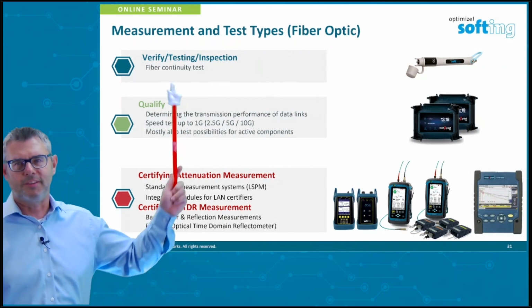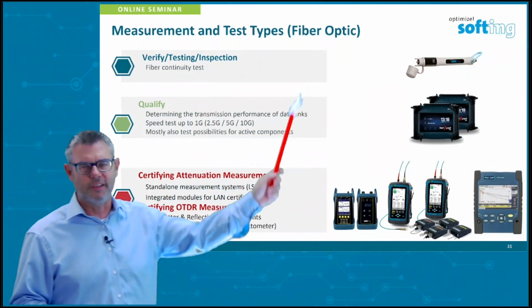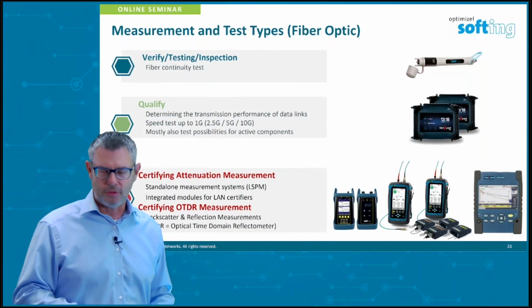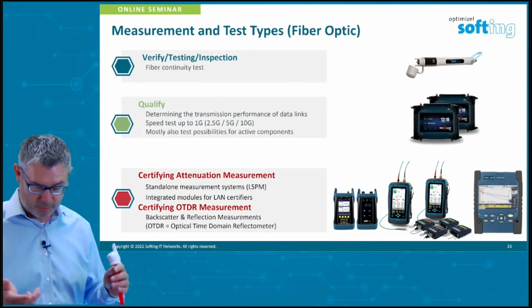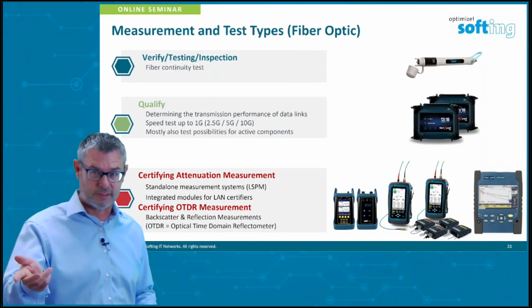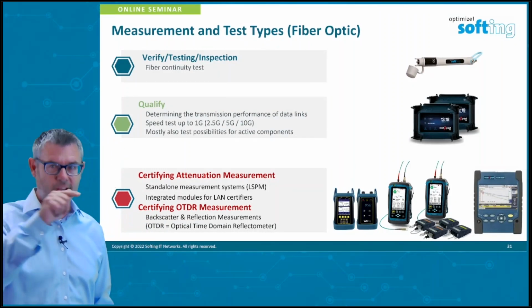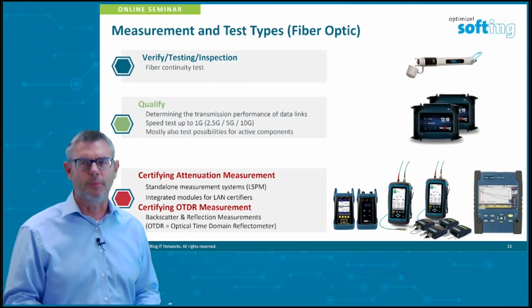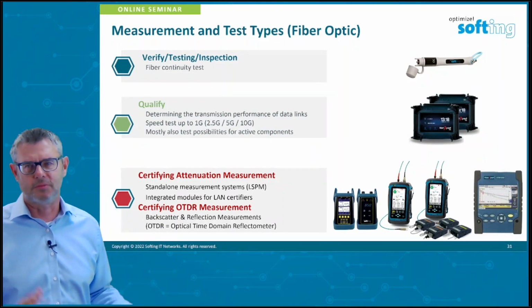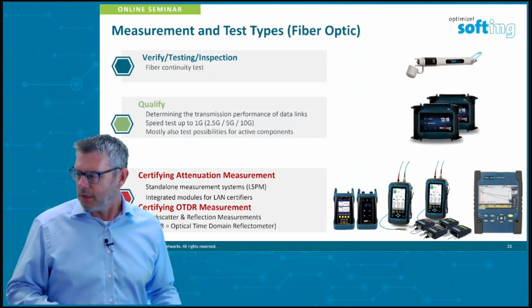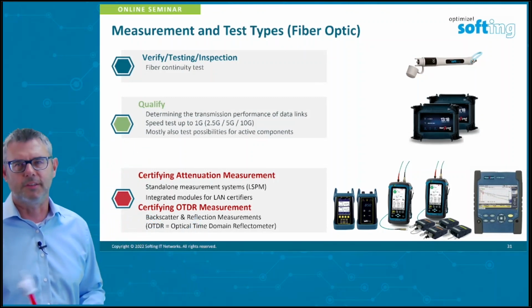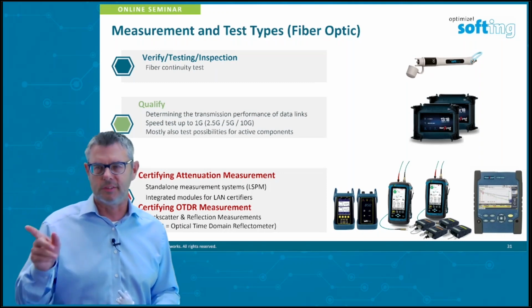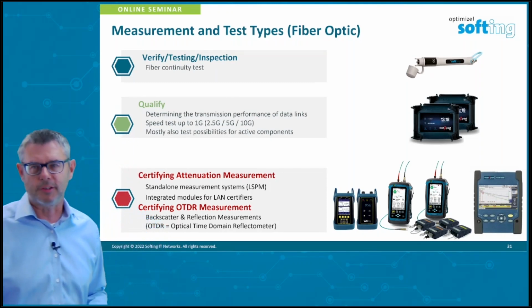So a very basic verifying is to use a VFL, a visible light source, where you just put visible laser light into a patch cord, for example, a fiber optic patch cord, and you see whether it turns out on the other side properly. Or you check the polarity of a fiber optic link consisting of two fibers. That's very basic testing. Okay, then you have the qualifier. Qualifiers, I told earlier, are testing using the protocol already. I think there's a slide following talking a little bit about qualifying.